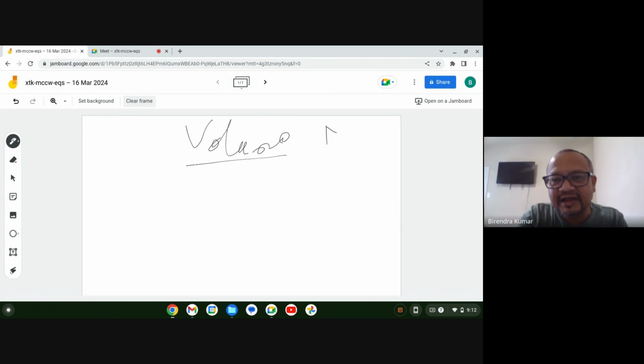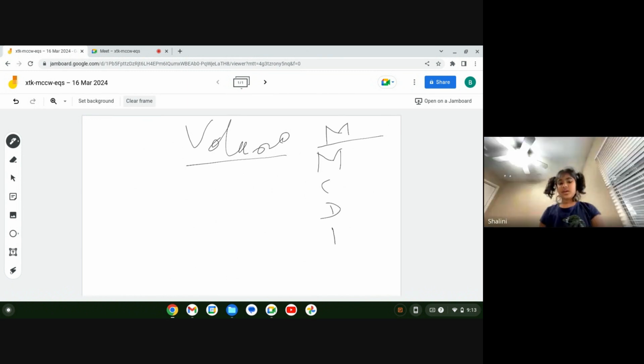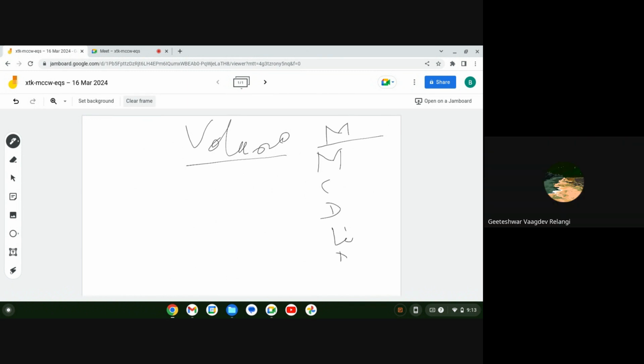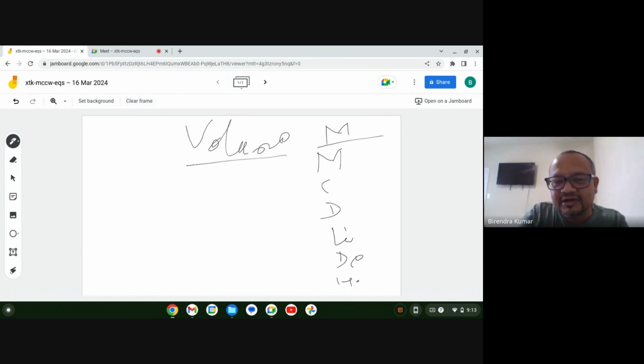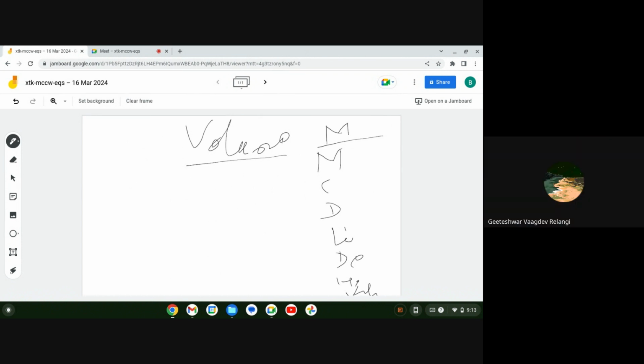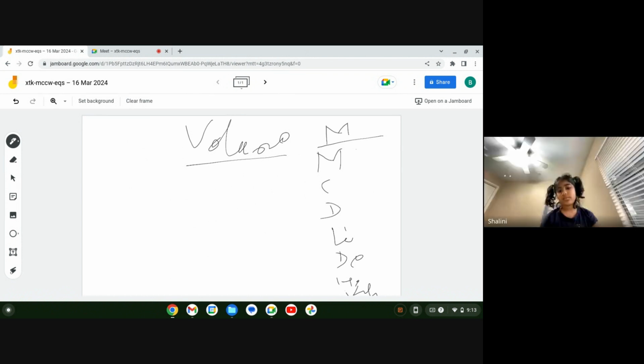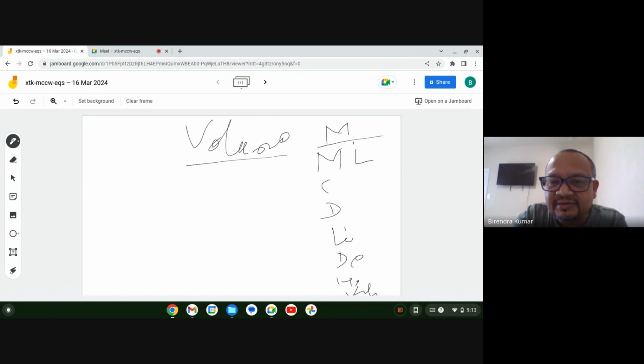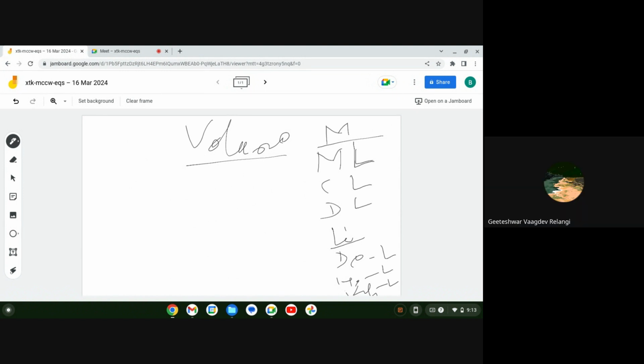So again, in the metric system, same thing: milli, centi, deci, liter, deca, hecto, kilo. Here you say milli, you'll say milliliter. Centi becomes centiliter. Deci becomes deciliter. Liter is liter. Deca becomes decaliter. Hecto becomes hectoliter. Kilo becomes kiloliter. Everything is again 10.